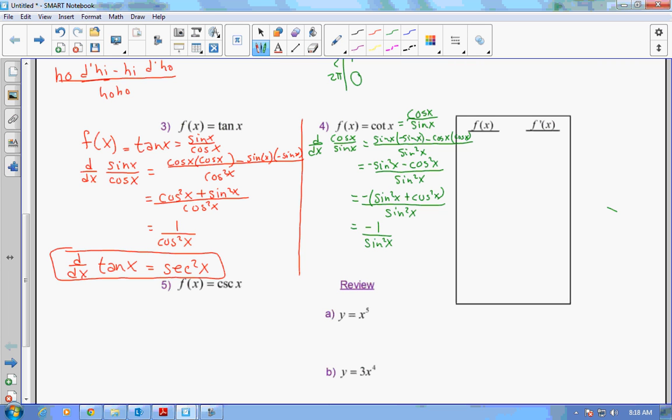Well, if you see 1 over sine, that should be an idea to look at your reciprocal identities. What's 1 over sine? Cosecant. So negative 1 over sine squared would be negative cosecant squared x. So the derivative of cotangent is negative cosecant squared x. Is this making sense?